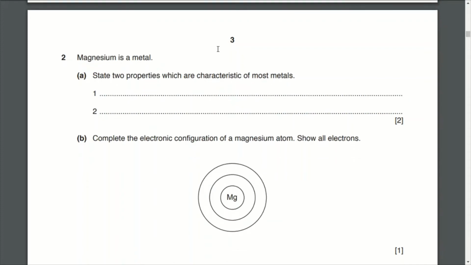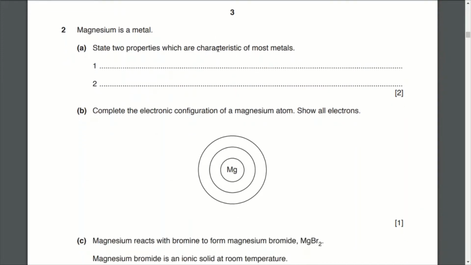Part B, complete the electronic configuration of a magnesium atom, show all the electrons. So here we have a magnesium atom. We're talking about an atom. Sometimes the examiner can give you a magnesium ion, sometimes they can give you any other kind of magnesium. That means either magnesium bonded with something, or magnesium in its ionic form, anything at all. So make sure you read these questions, and once again I'll tell you to mark all of these important points, because these are the details of the question which must be kept in mind when we're solving the question.